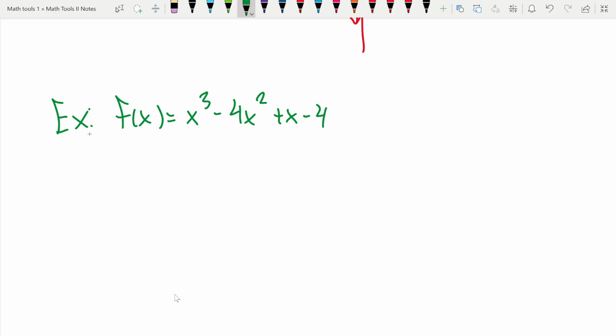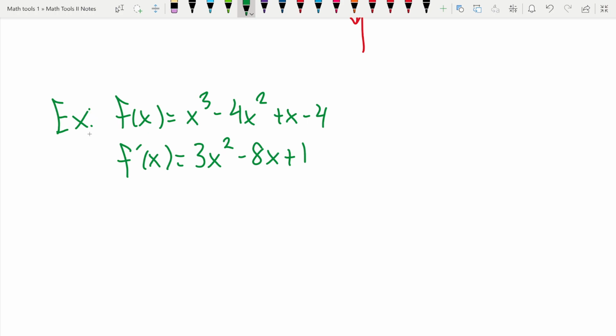So if we want to know where this function is increasing or decreasing, we need to know what the derivative is. Okay. So f prime of x equals 3x squared minus 8x plus 1. This is not a super easy function to work with, but it's not too bad, right? It's a quadratic. It's just not going to be easily factorable or anything, but that's okay.